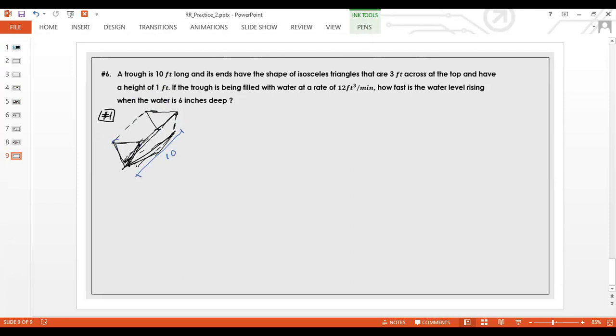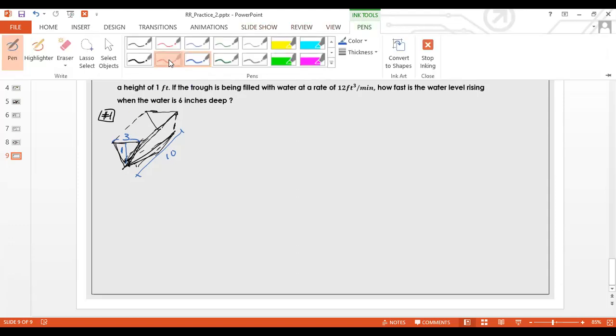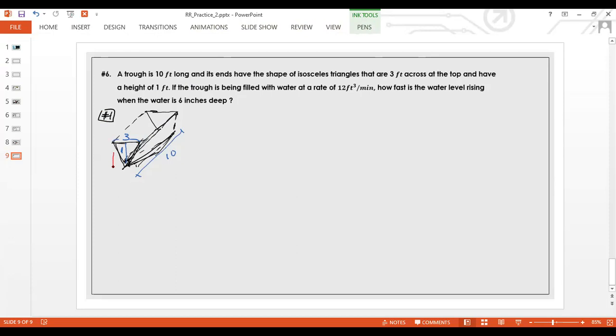So that means here, this is 3 feet. And the height here is 1. Okay. And the trough is filling with water at a rate of 12 feet cubed per minute. So I want to see how fast the water level rises when it is 6 inches here. So this is the water level H here.